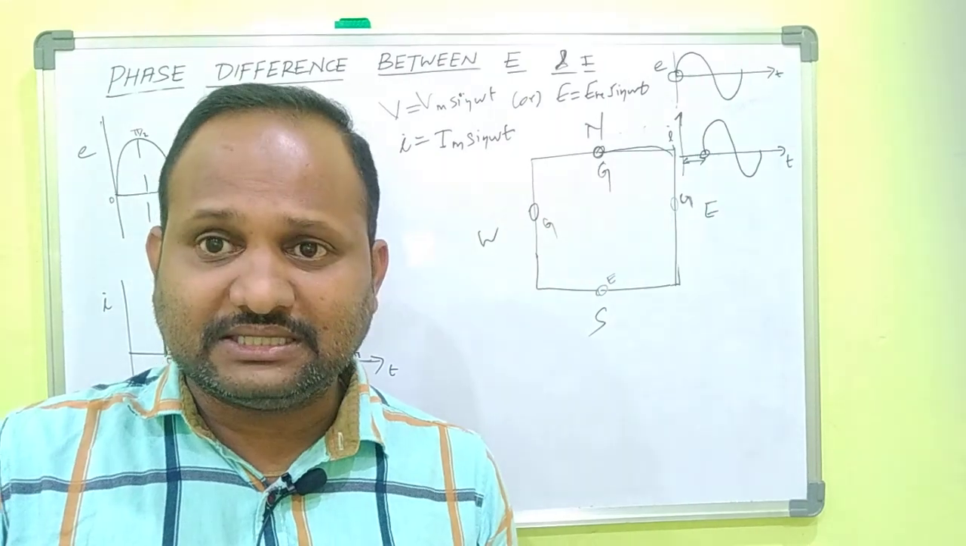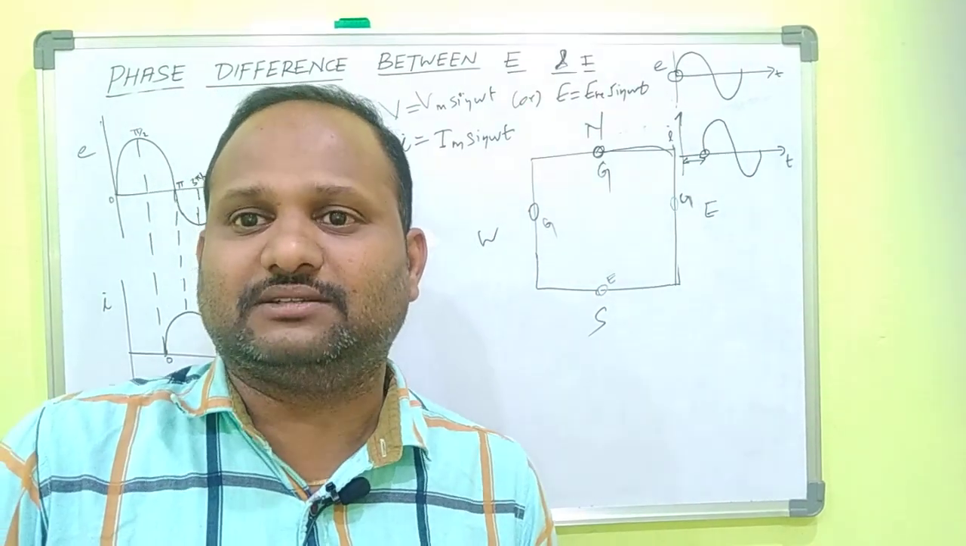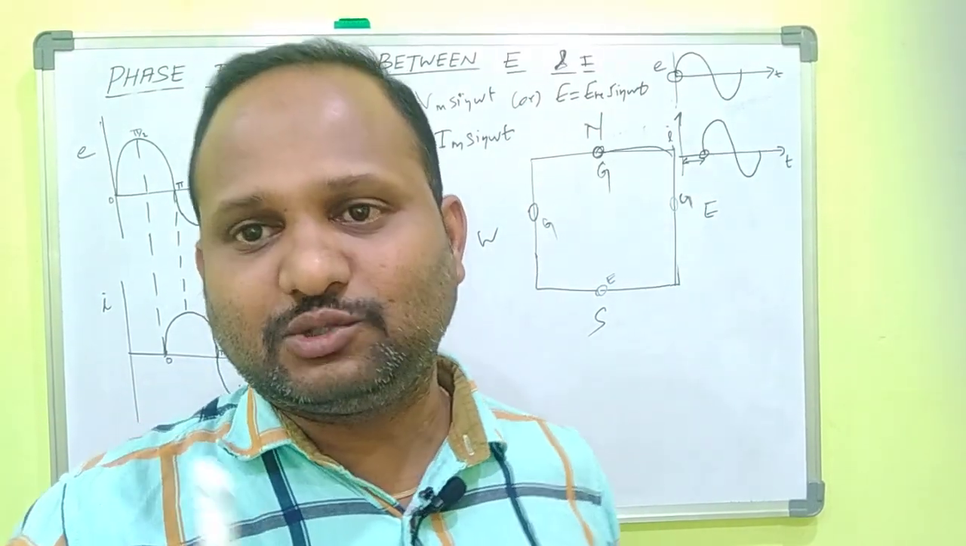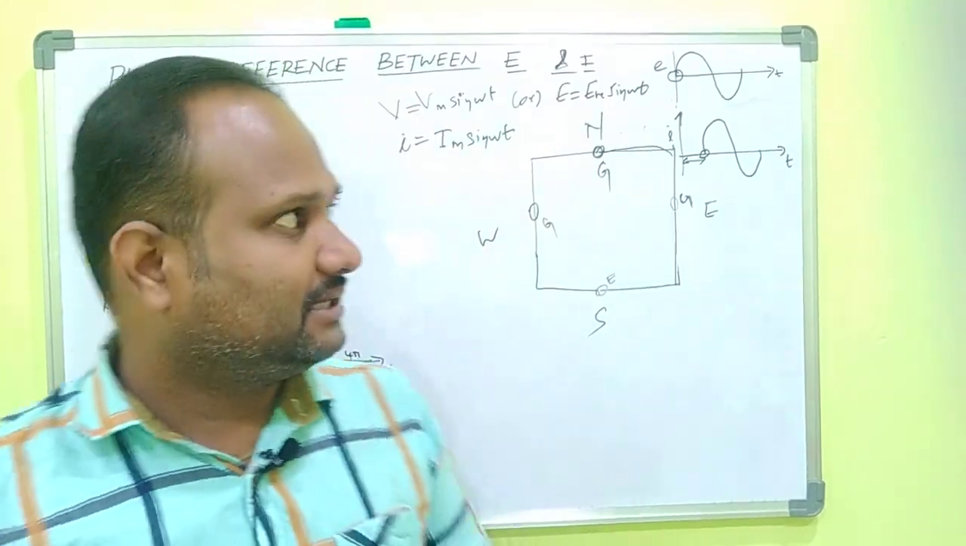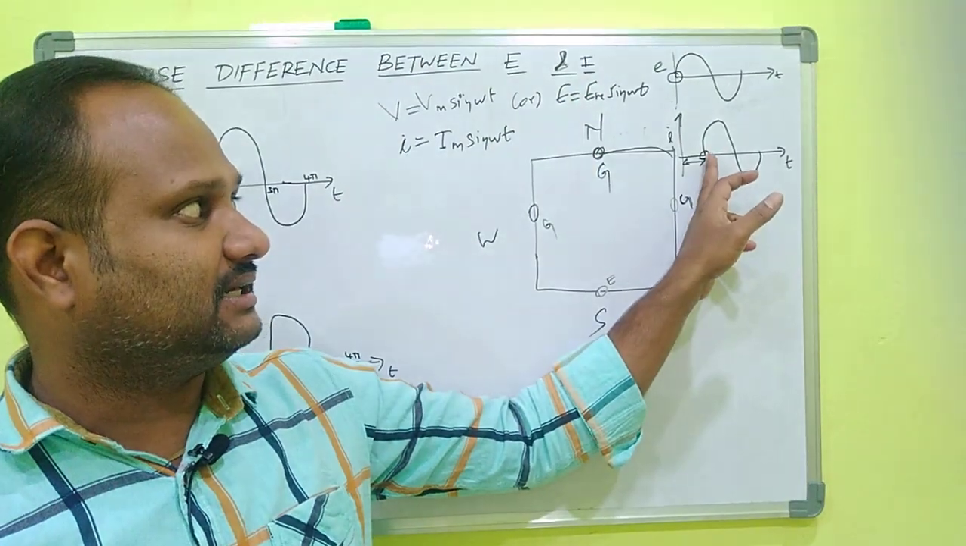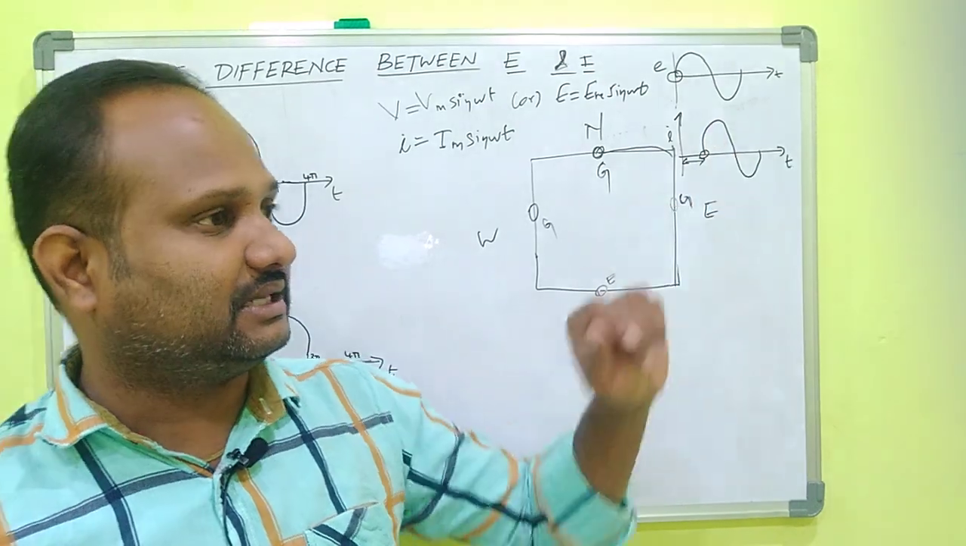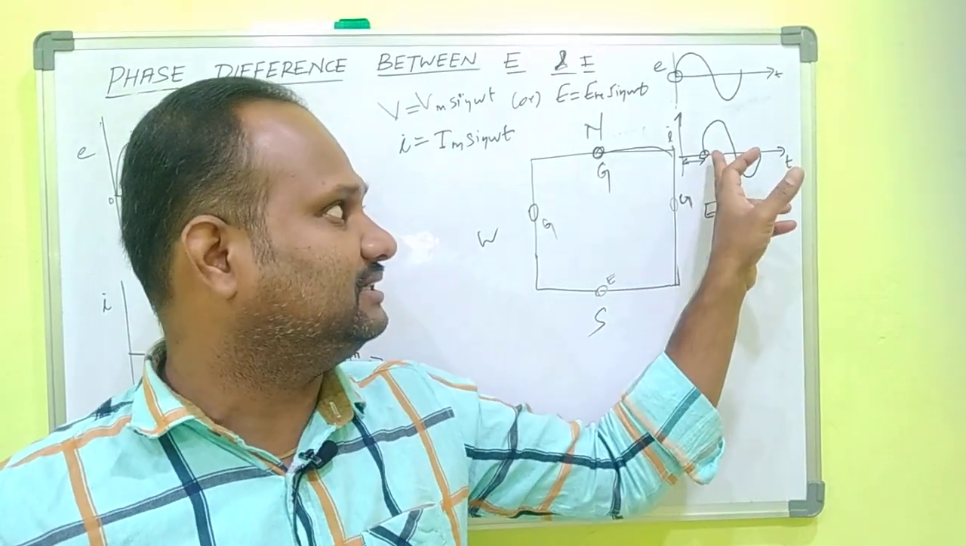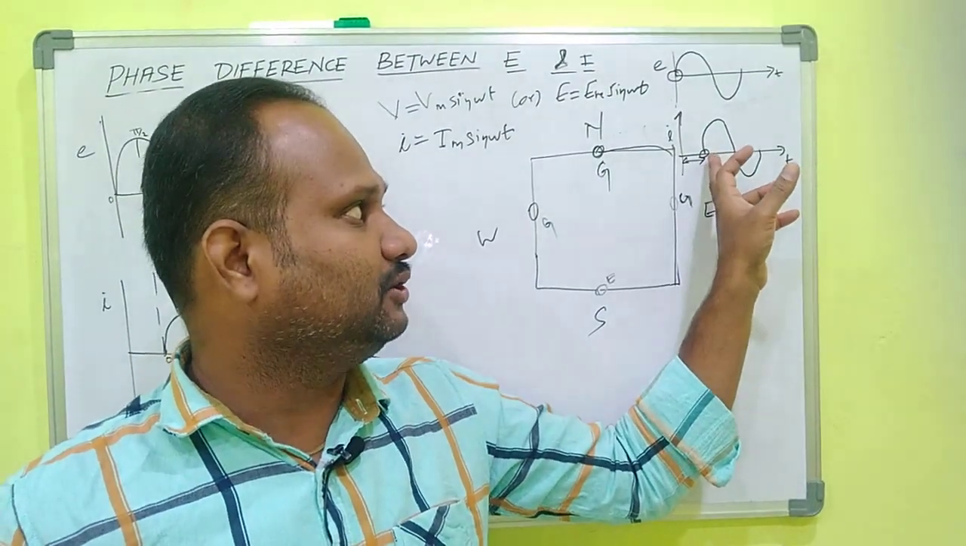EMF is nothing but an energy provider, which provides energy to the charge carriers. Here the charge carriers get the energy and get accelerated. That means current will be produced at this point. The current will start to be produced from this point.